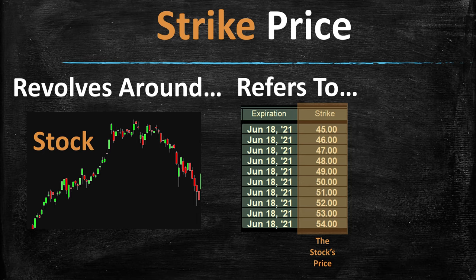But like I said, everything can vary. Maybe the date looks a little bit different. Maybe the order is a little bit different. Maybe call is up front. The options quote can look a little different from platform to platform, from broker to broker. However, they are still all telling you the same thing. So let's just break down this quote.